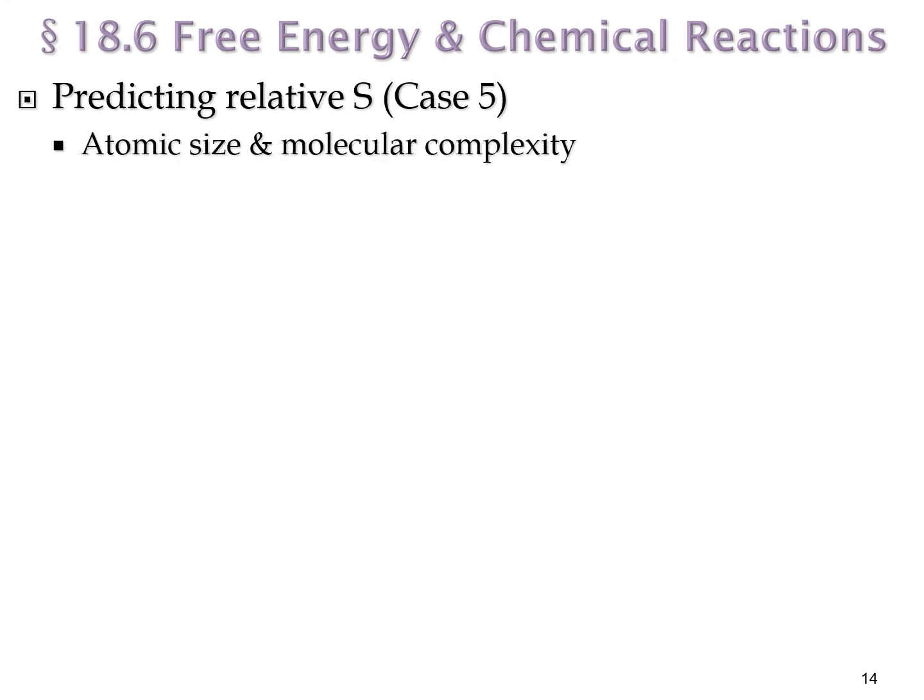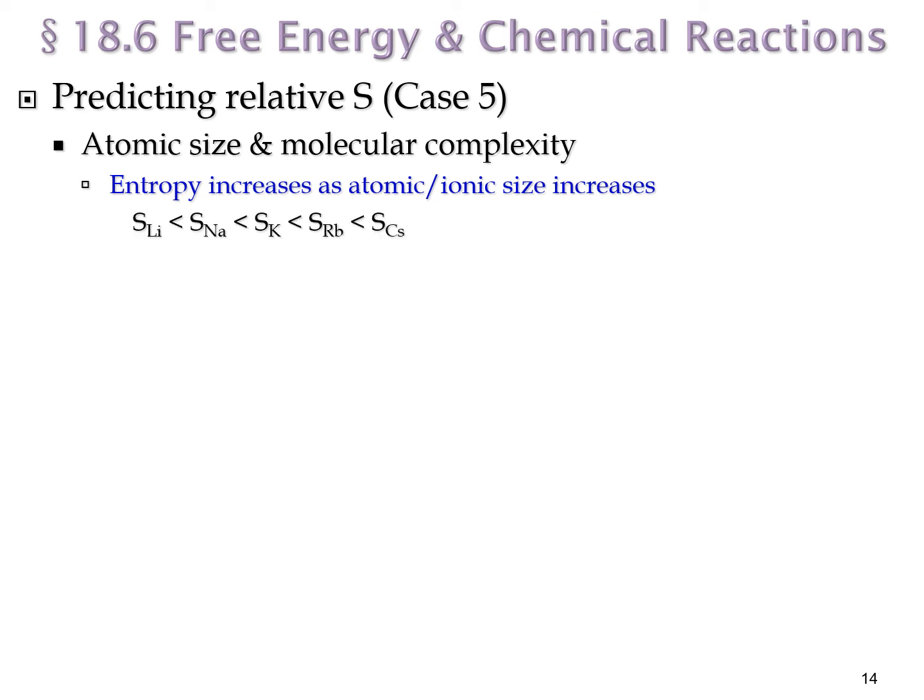The fifth scenario we'd like to talk about here is atomic size and molecular complexity. It states entropy increases as atomic or ionic size increases. That certainly makes sense because as we increase the size, there will be more room for electrons to reach randomness, right? So that is the reason why the entropy increases within a group from top down. And it also works for the ions.